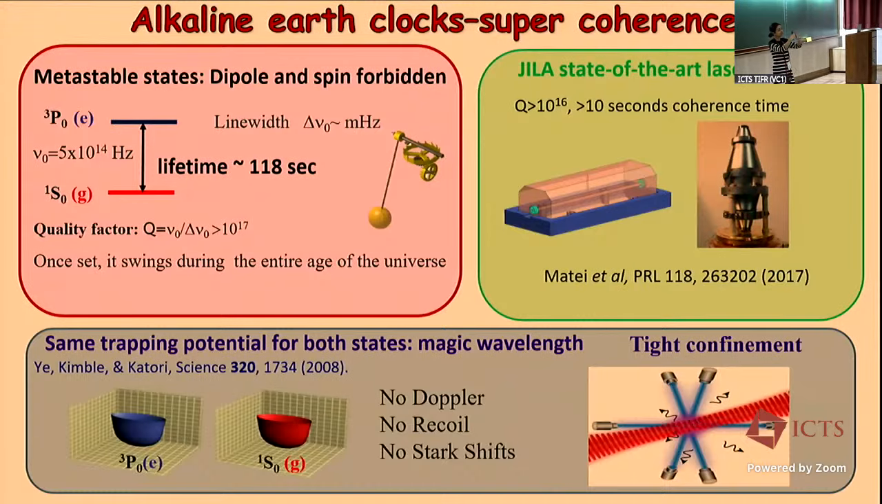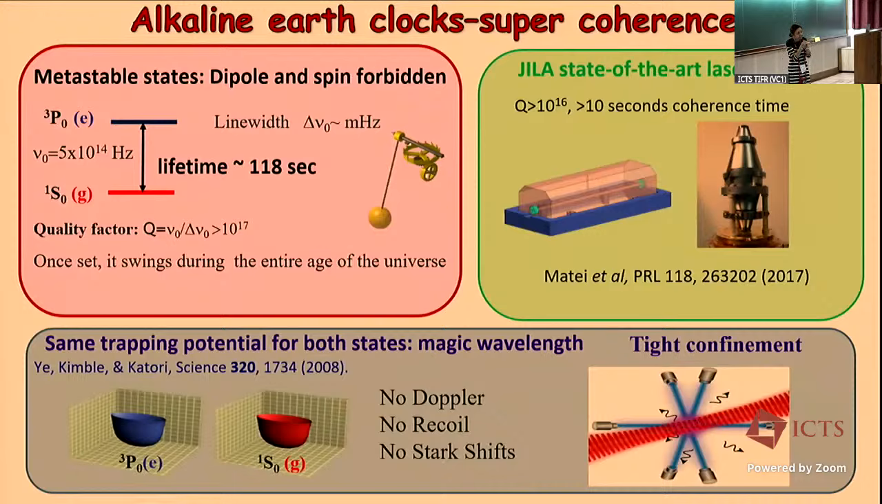We interfere lasers, and then the atoms are trapped because they induce a dipole moment in a periodic potential. But the important part is that the periodic potential felt by the ground and the excited state is identical. This is called a magic lattice, or magic wavelength. This has been developed for strontium atoms.